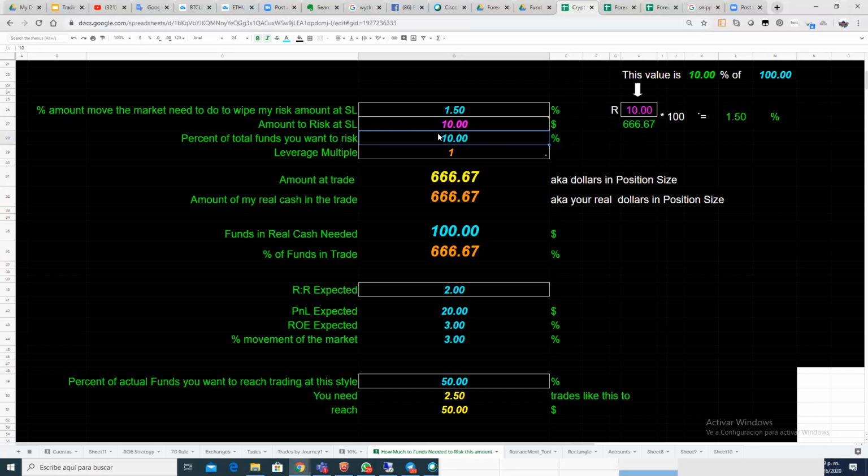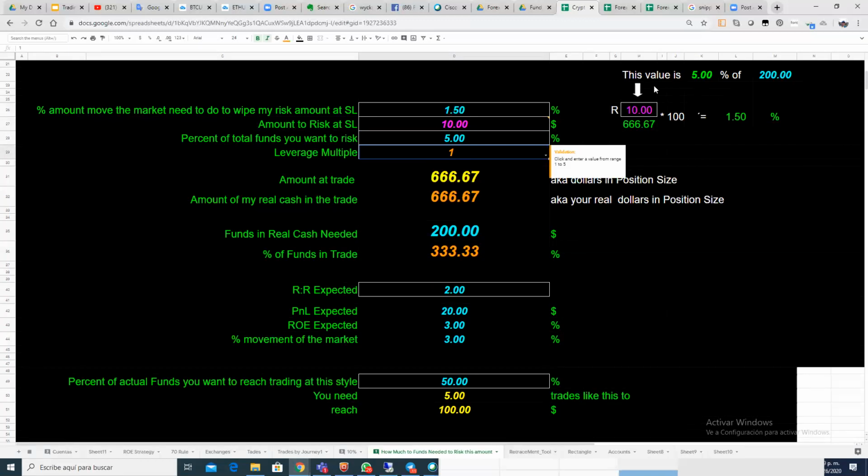Now, the percent of funds that I want to risk of my total funds, let's put it at 5%, and the leverage at 1. Okay, let's see. It is telling me that these $10 that I'm risking at my stop loss are 5% of my $200 that I have over here.